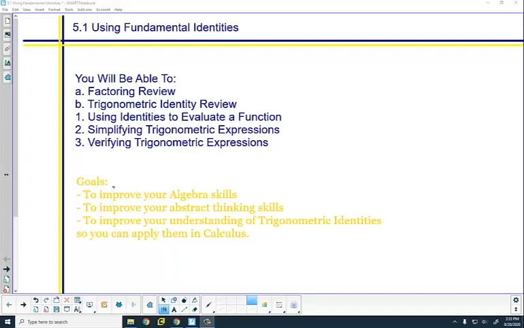The goal of this section is to improve your algebra skills, to improve your abstract algebra thinking, and to improve your understanding of trigonometric identities so you can apply them in calculus. Many of you are going on to calculus, and this section will help with that.